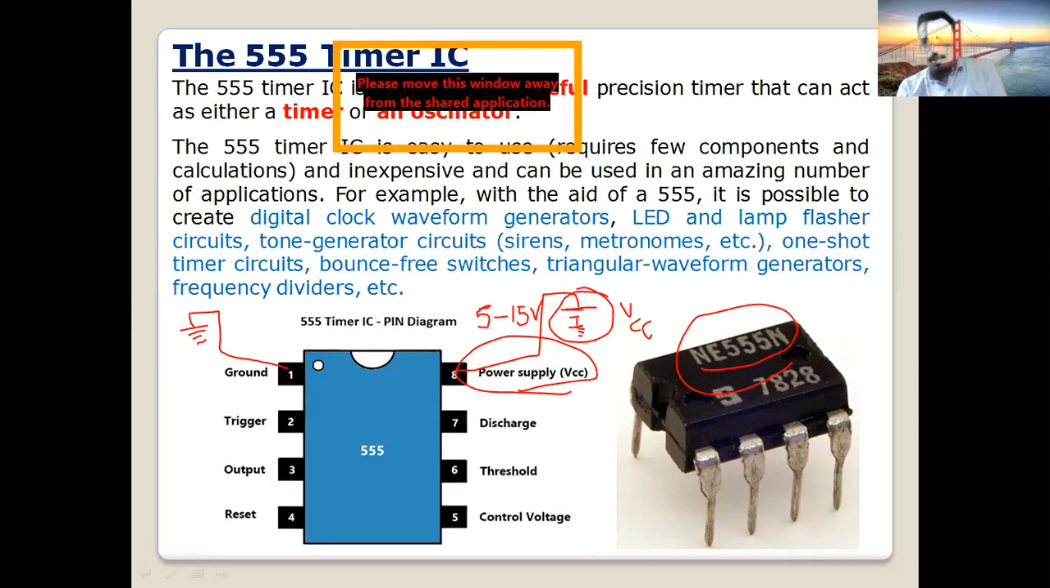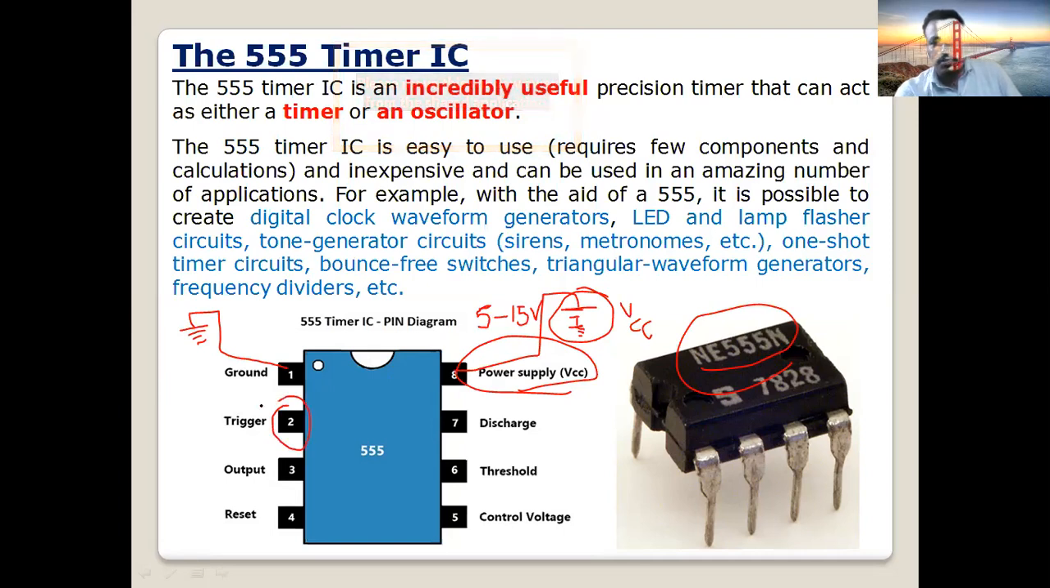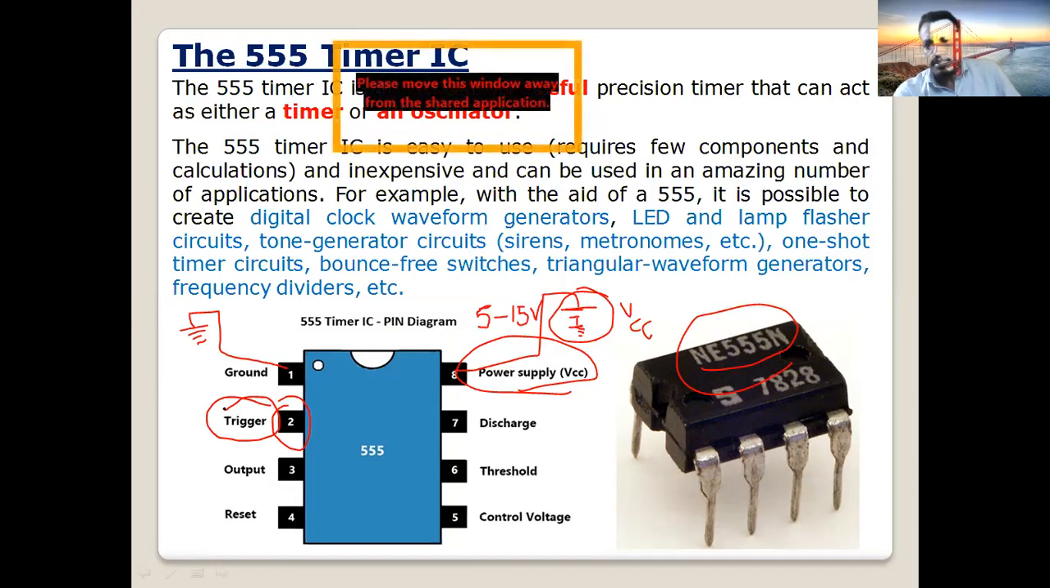Our inputs can be analog signal or digital signal, it doesn't matter. But this 555 timer has 2 main inputs. Pin number 2 here is one of the input pins, we call it the trigger input. How to use this, we'll come to that when we discuss timer circuits. Now we are discussing the pin diagrams.